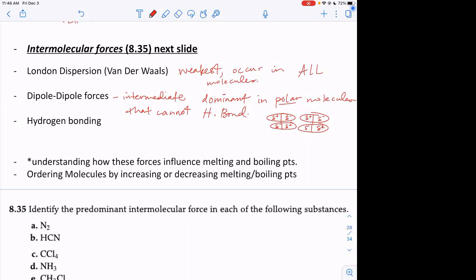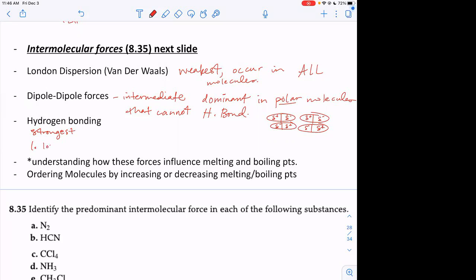Hydrogen bonding, these are the strongest. This is the strongest intermolecular force. And what are the requirements? What do you have to be a molecule that can hydrogen bond? Hydrogen, what kind of hydrogen? Water can hydrogen bond, but what do what? Yeah, so you have to have one prerequisite.